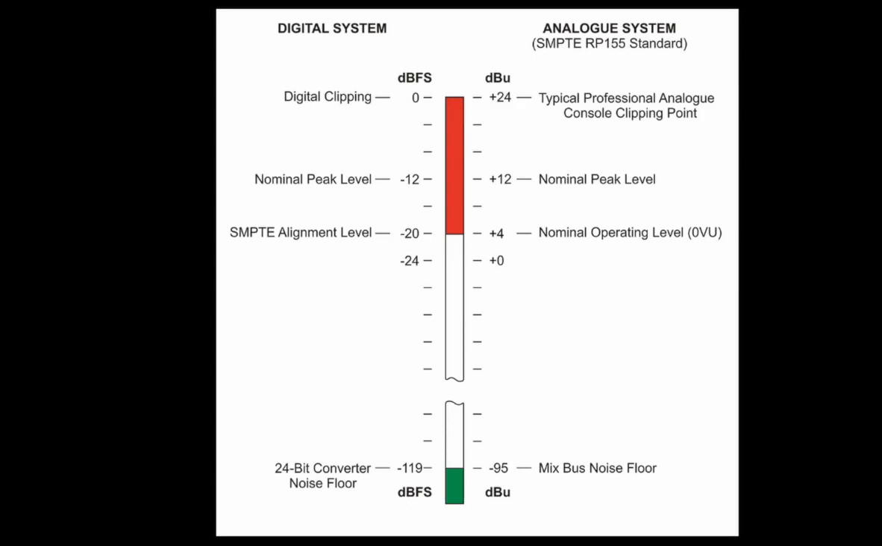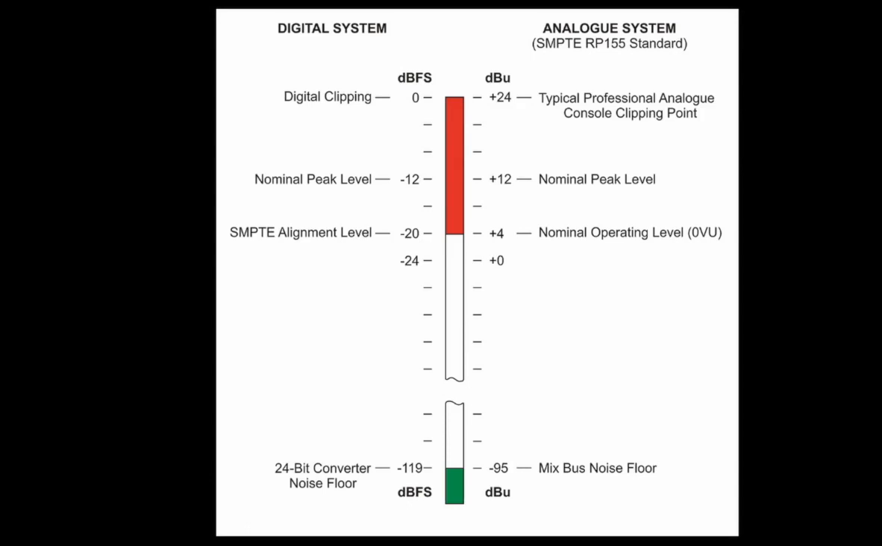Now, there is no standard for digital systems about where this nominal level is. It does vary between sort of -15, -18, -20, -22, depending on the digital system. With the DiGiCo in the options for meters, you can actually change where you want this alignment level to be.